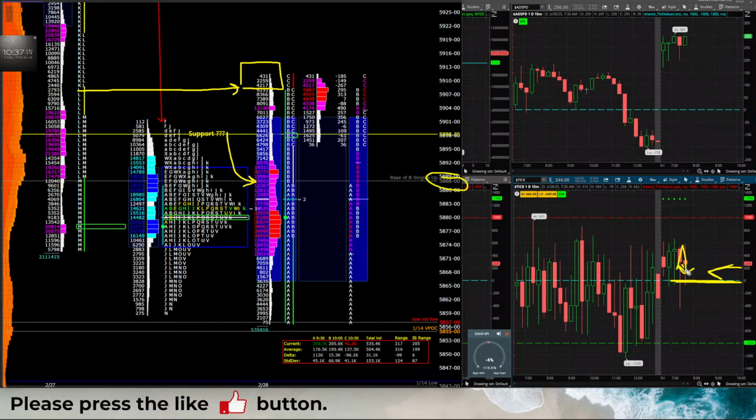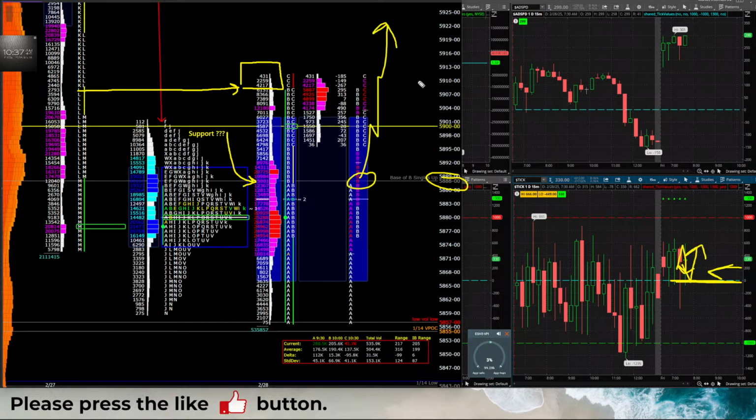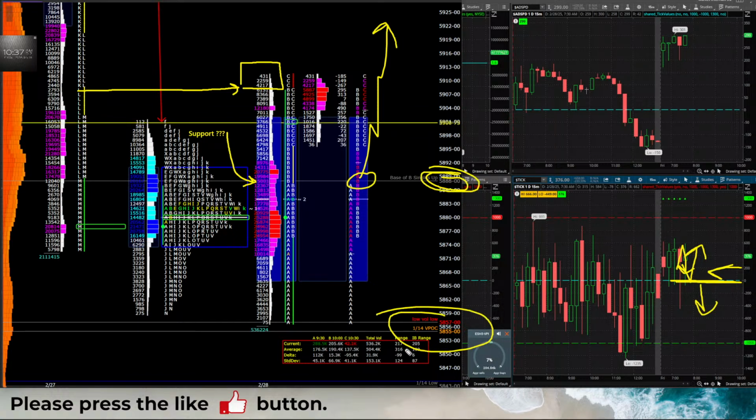If they hold support here and they bounce with the ticks and they bounce with price, I'll be bullish for continuation to the upside. If the ticks fail and price passes through here, bearish to come back down to 58.55. The hard part? Waiting.